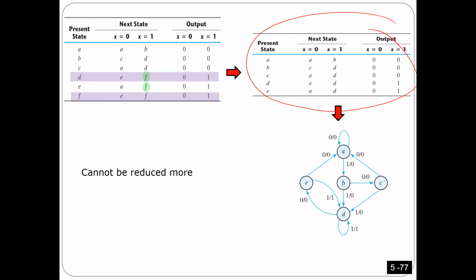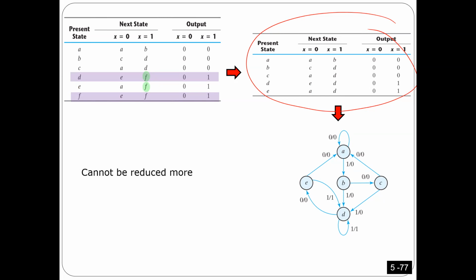And now, can you do more reduction? Let's see. Can you find any two states that have identical rows? If you can, I can reduce it more. So for example, A and B, you can see here they are different in the first one, so I don't need to continue. A and C, they are the same here, but they are different here. You don't need to continue. For A and G, they are different here. A and E, they are the same here, they are different here, so you don't need to continue, and so on. You got what I'm saying?